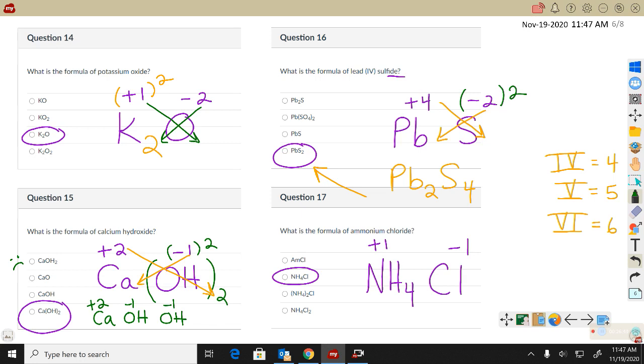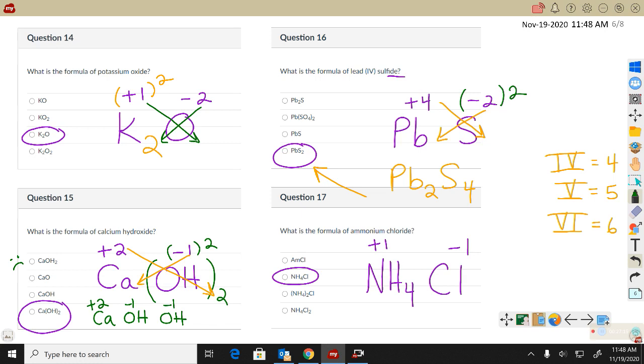Ammonium is a goofy polyatomic. It's the only positive. People always want to say like Am. Am is on your periodic table, but it's americium. Ammonium is NH4. Its charge is +1. It's a big group. Chloride is regular chlorine, -1. So it's neutral.